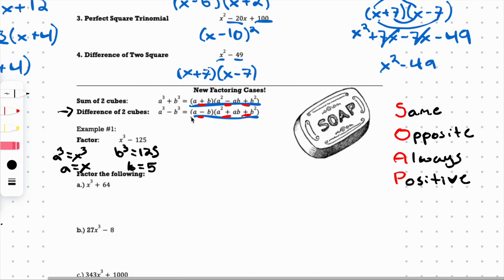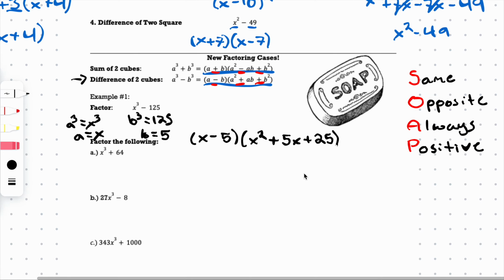And we just want to sub that into this equation. So we have a minus b, so x minus 5. And we do a minus because we want the same sign as our original. Then we have a squared, which is x squared. Then we want a positive, because we want the opposite of a negative, plus, and then a times b, so 5 times x, 5x, and then always positive, plus b squared. 5 squared is 25, and that's our factored form.